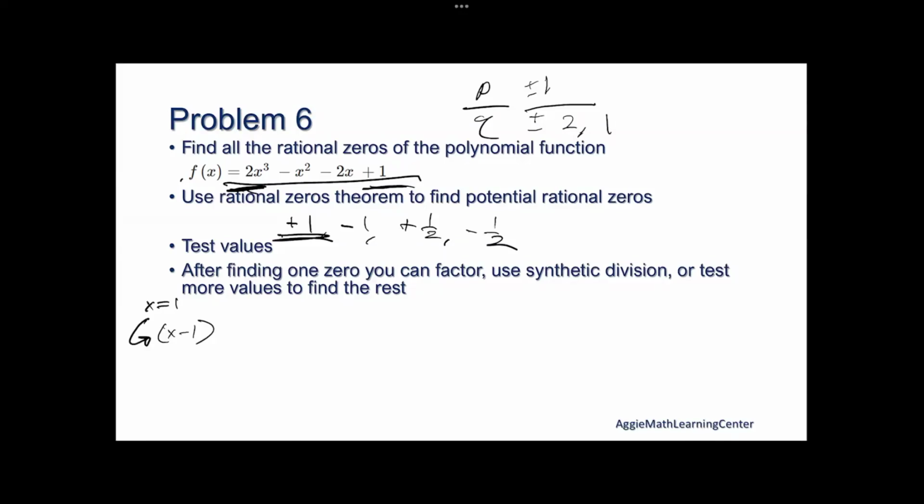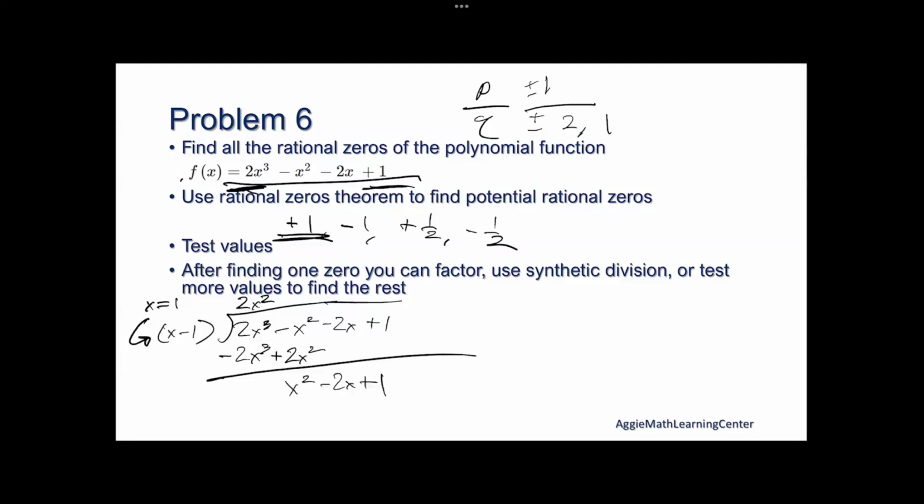That's the best way to describe it. So we do this and we perform that polynomial division with the 2x cubed minus x squared minus 2x plus 1, just like that. Then we just go through and perform polynomial division like normal. This will get us 2x squared. We multiply the 2x squared by that x, get negative x cubed. In this case, it's going to be plus 2x squared. Perform that subtraction, we will get x squared minus 2x plus 1.